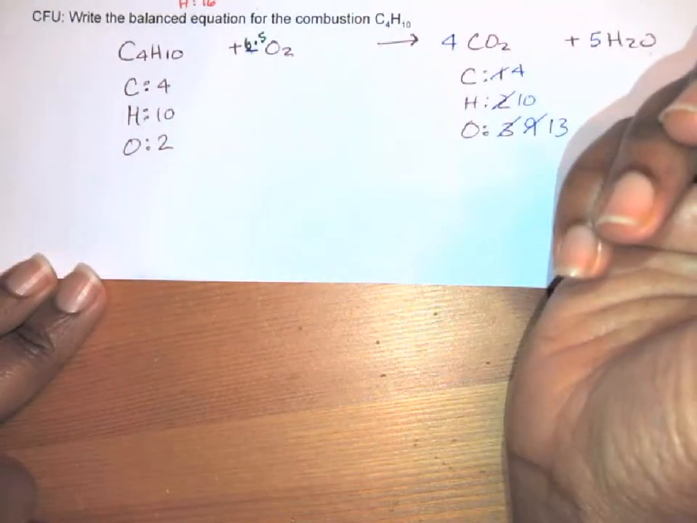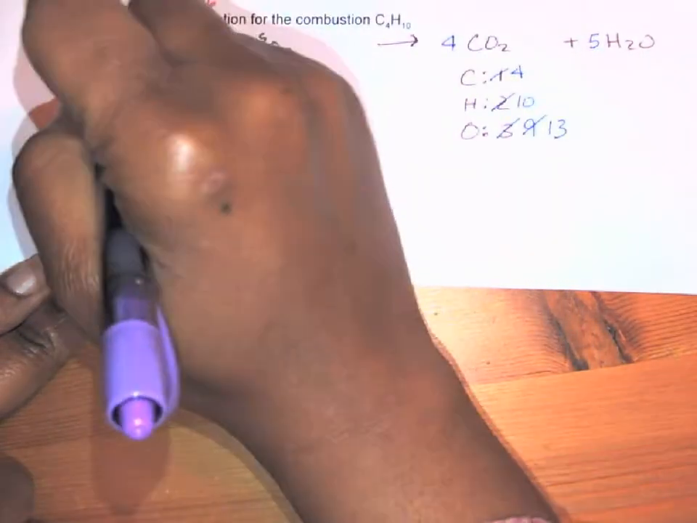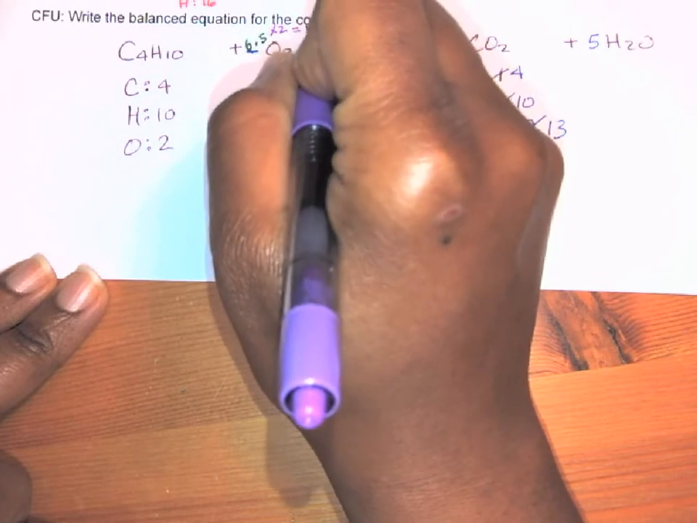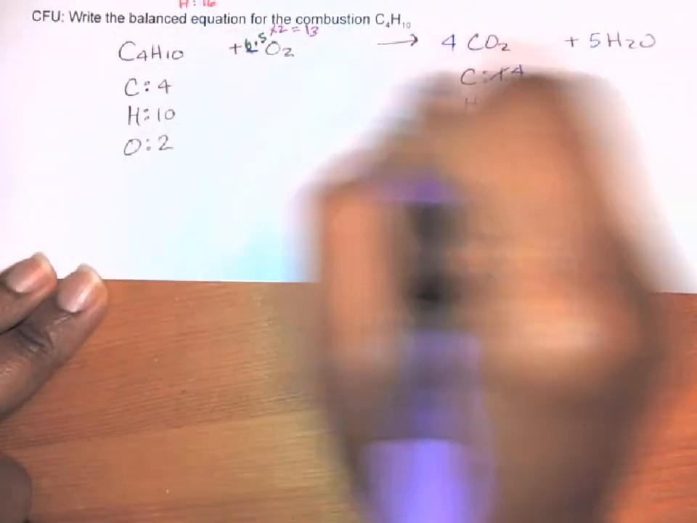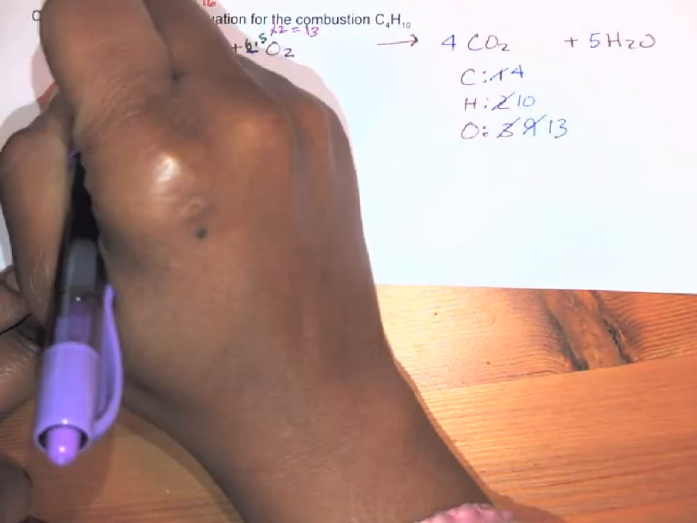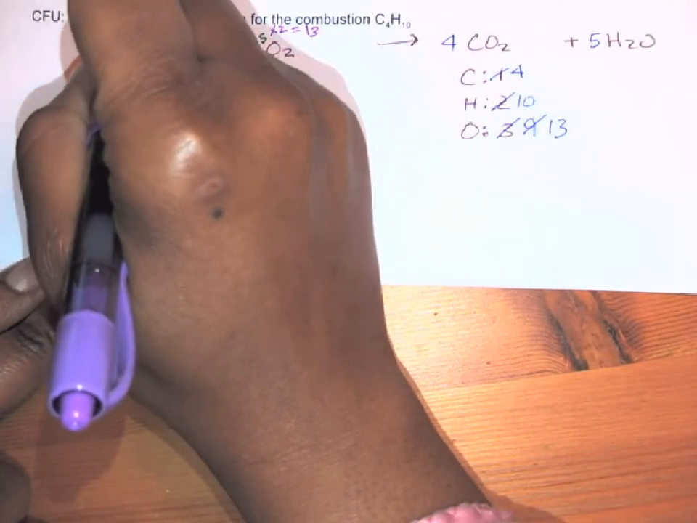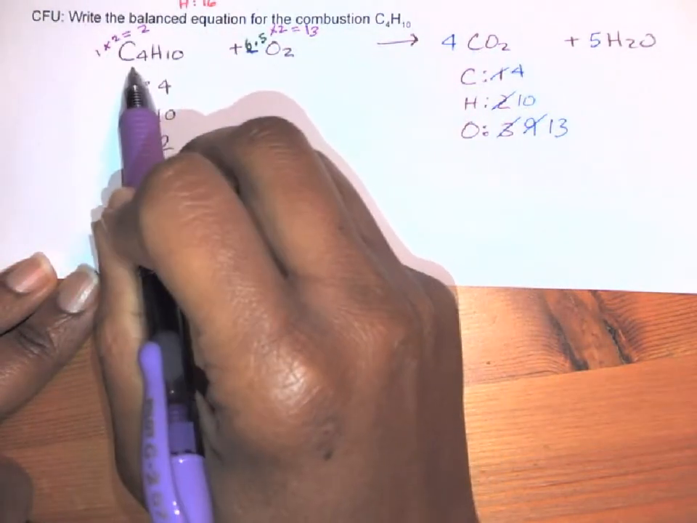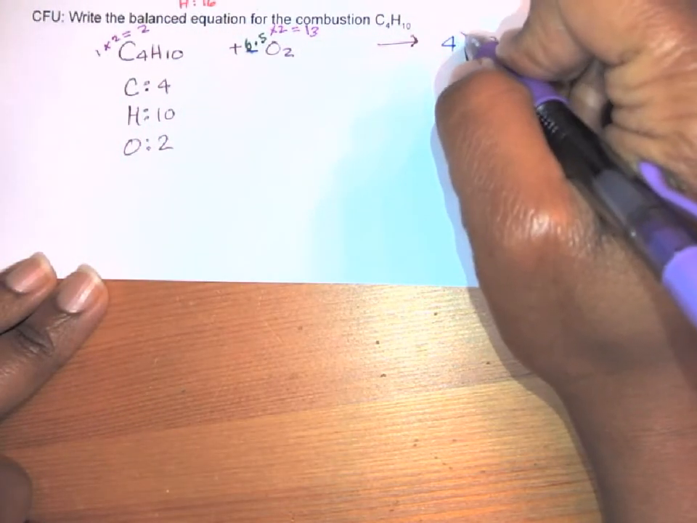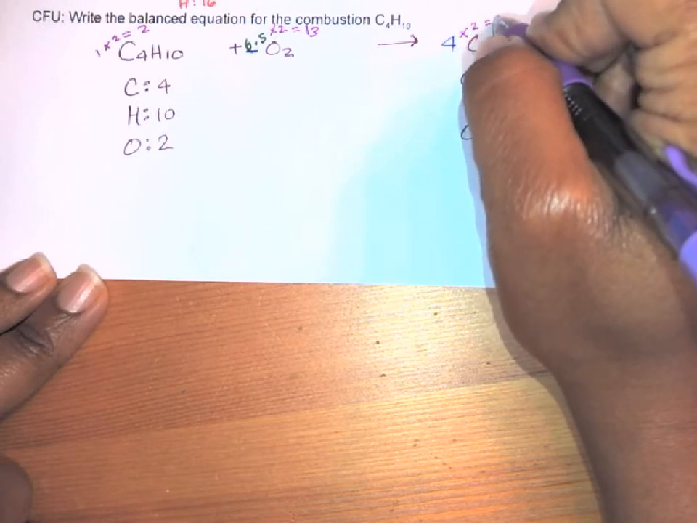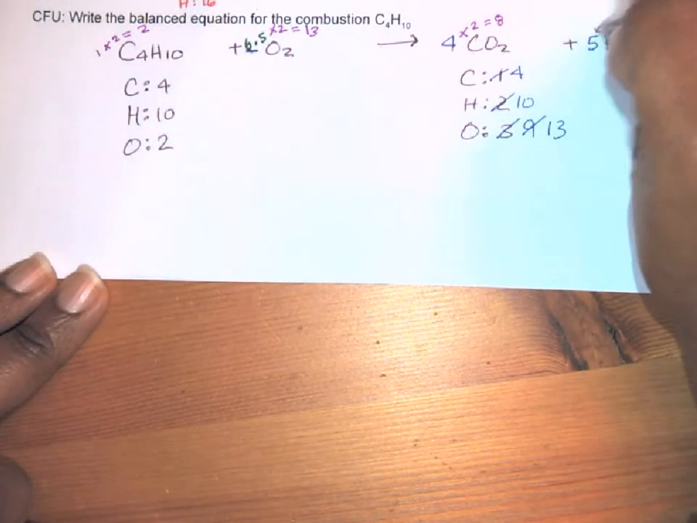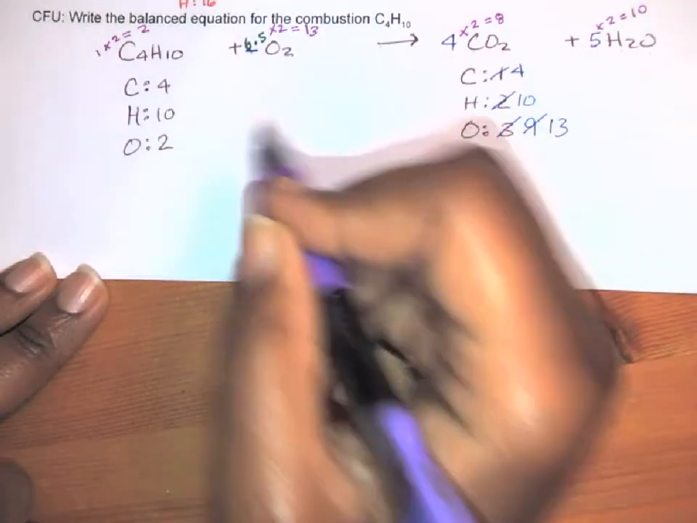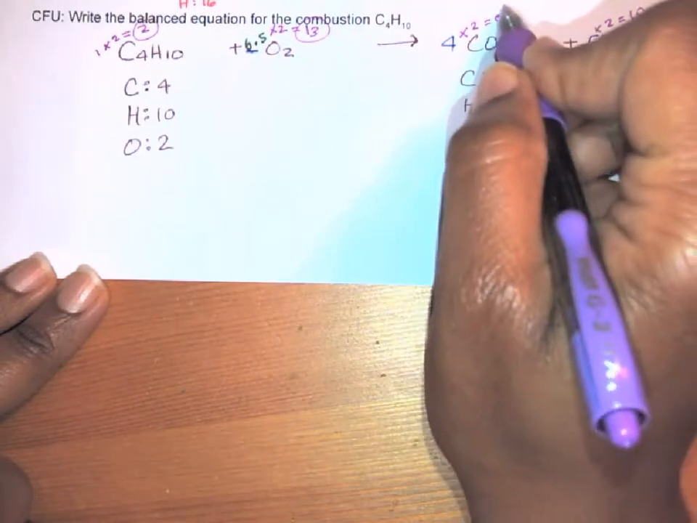To get rid of the decimal, we just multiply all the coefficients by 2, because whatever you do to one side, you have to do to both sides. So we multiply the invisible 1 in front of C4H10 by 2. The 4 in front of CO2 gets multiplied by 2. And the coefficient in front of H2O gets multiplied by 2 as well. And now we have our new coefficients: 2, 13, 8, and 10.